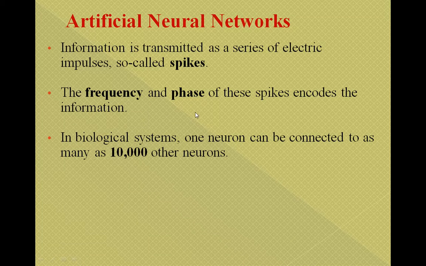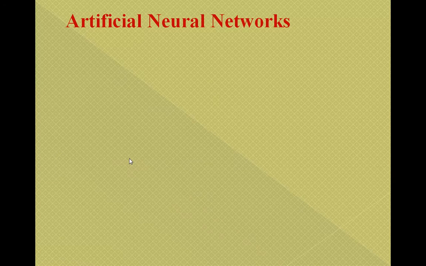So this is the input form that they carry from the outside environment, and our brain is composed of billions of neurons, and each single neuron is interconnected with at least 10,000 neurons. The same functioning is provided in the artificial neural network.